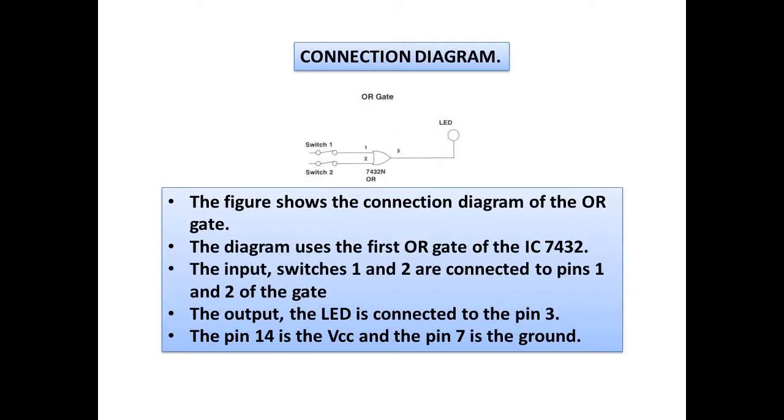Connection diagram. The figure shows the connection diagram of the OR gate. The diagram uses the first OR gate of the IC 7432. The input switches 1 and 2 are connected to pins 1 and 2 of the gate. The output, the LED, is connected to pin 3. Pin 14 is the VCC and pin 7 is the ground.